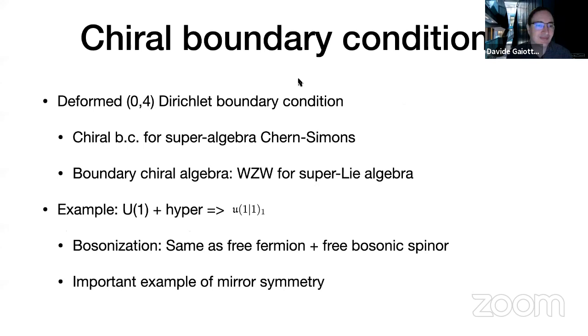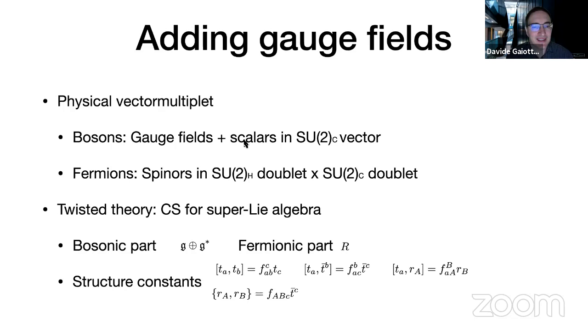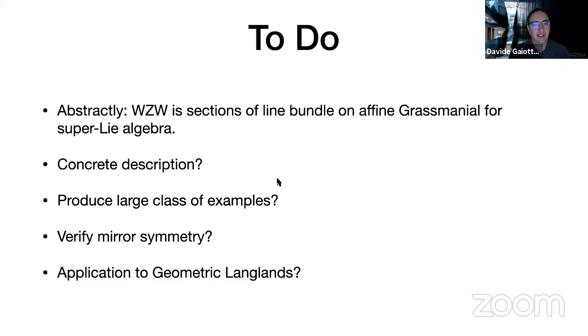Indeed. So SU2H rotates the hypermultiplet scalars whose expectation values parameterize the Higgs branch of the theory, hence SU2H. SU2C rotates the scalar fields in the vector multiplet whose expectation values parameterize the Coulomb branch of the theory, together with expectation values of monopole operators. So SU2C acts as an isometry of the Coulomb branch, which rotates its complex structures, and SU2H acts as an isometry of the Higgs branch, which rotates its complex structures. Any other questions?